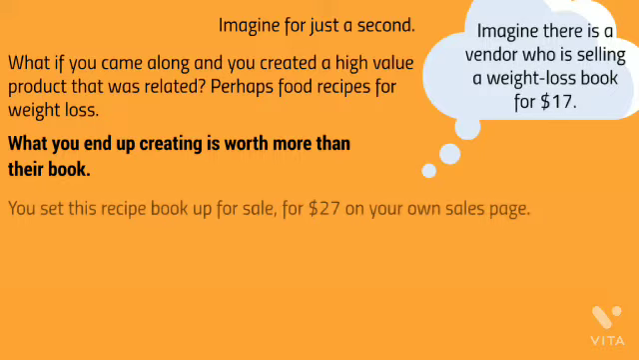In this case, you can set the recipe book up for sale on an actual sales page for $27. Somebody is selling a $17 book or something lower. Basically, you want to make sure that your high value product is either double or a little bit more money than what they are selling, because it's going to get the vendor to more likely say yes. Now, it's got to be realistic. If you're offering something of low value and just bumping up the price, that's not going to work anyway.